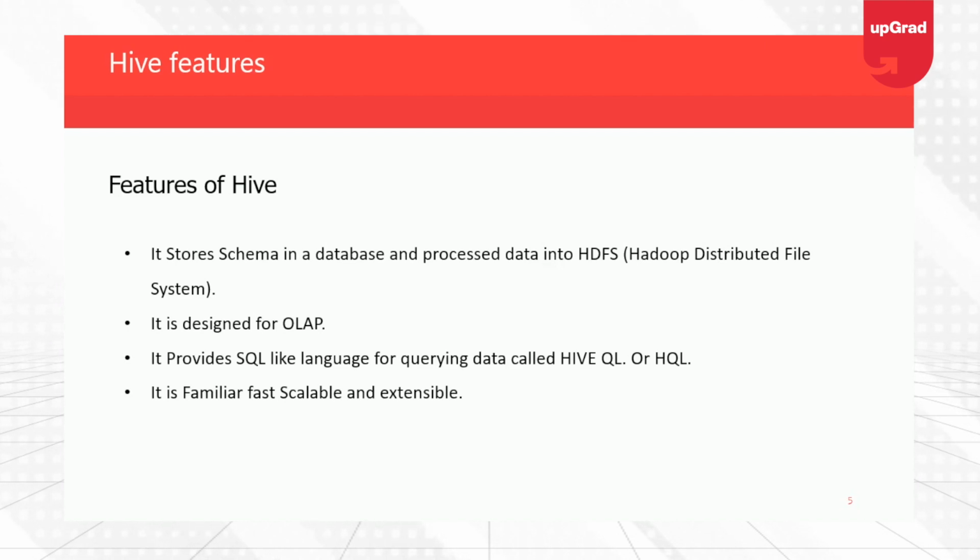As I said earlier, Hive also provides the SQL-like language for querying the data. Hive is fast, scalable, and extensible. When I say extensible, it means we can integrate Java applications inside Hive with the help of a concept called user-defined functions. Hive is scalable because of its underlying Hadoop architecture, because Hadoop by its nature is scalable, so it gives the same feature to Hive. Because of parallel processing, it is fast.